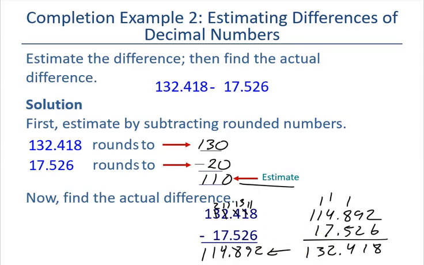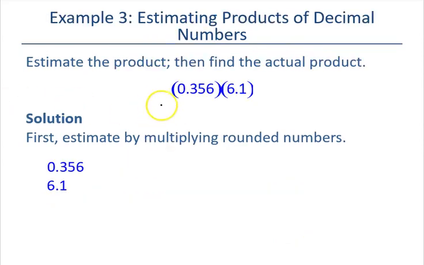Well, let's come over here and let's keep it going. We're going to estimate the product, then find the actual product. Once again, go to the leftmost number. So by estimating, my leftmost number here is a 3.